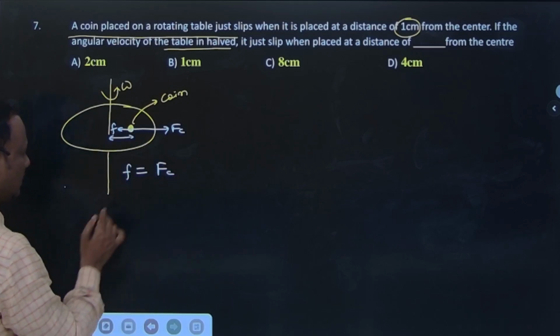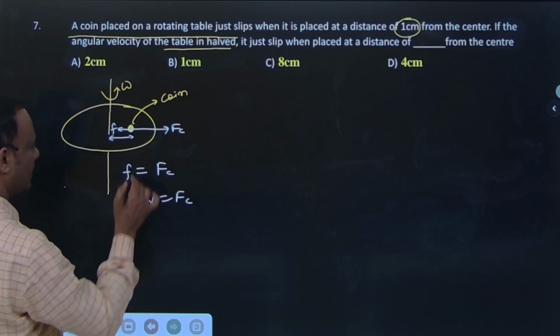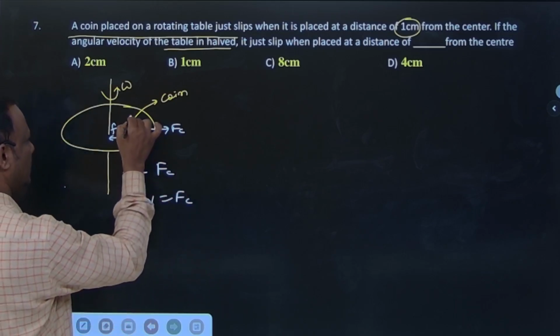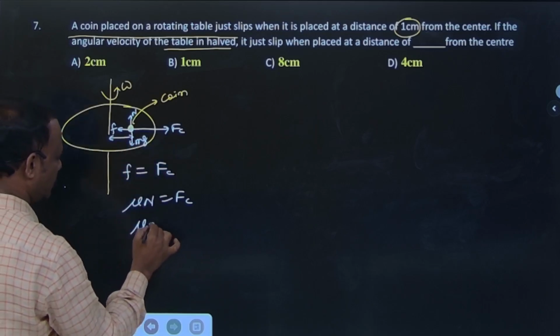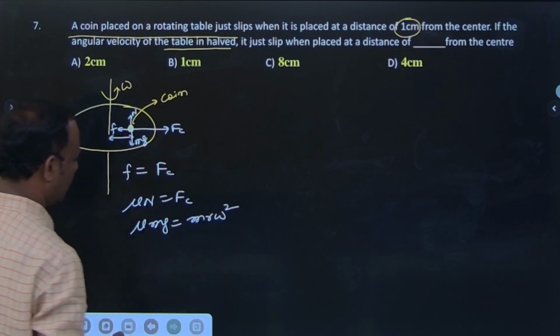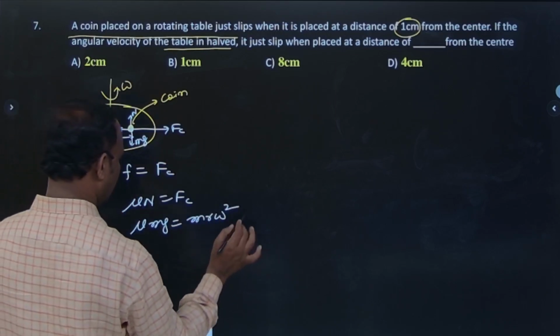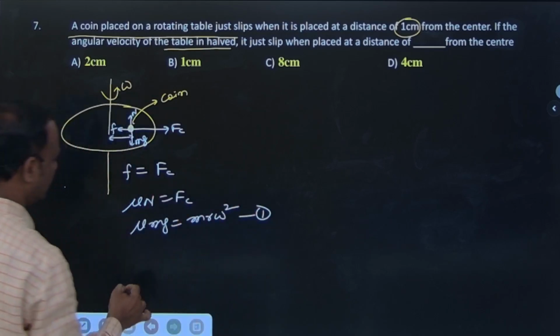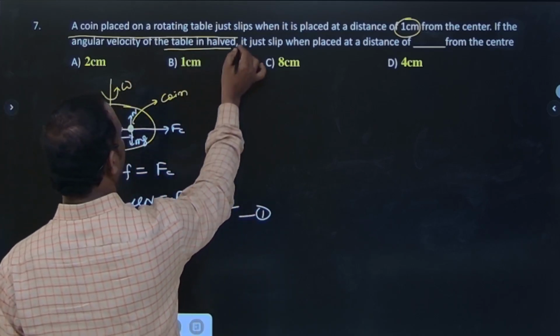F means mu into N is equal to Fc. N is the normal reaction, which is the weight mg. So mu into mg is equal to Fc, which means m r omega square. So this is the first condition. The second one is when the angular velocity is halved.